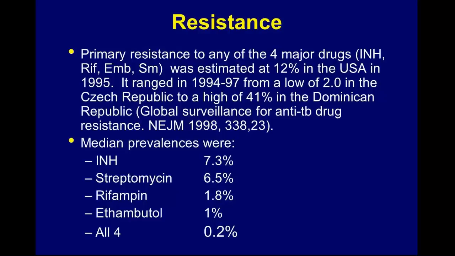Resistance: INH, why the highest? Because that's the drug used for LTBI, so this is a drug used the most often in the community. Streptomycin, why? Because aminoglycosides are used for other infections, so again more used in the community, then followed by rifampicin, ethambutol. For all 4 drugs, about 0.2% at this time.